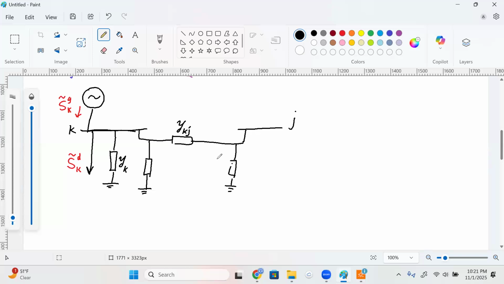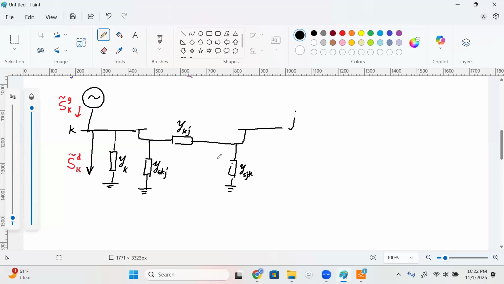And then for the shunt elements, you know that these are typically equal. But in order to help with my notation here, I'm going to show this one as y^S_KJ, S for shunt, and for this one, I'm going to show it as y^S_JK. Again, they are, for the most part, going to be equal, but I just want to do this to help me with my notation later.